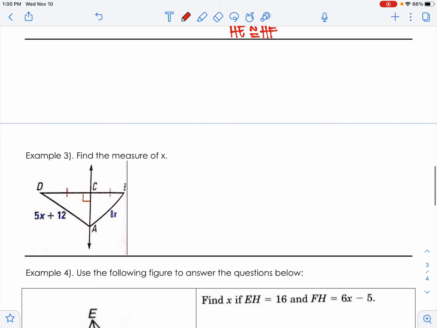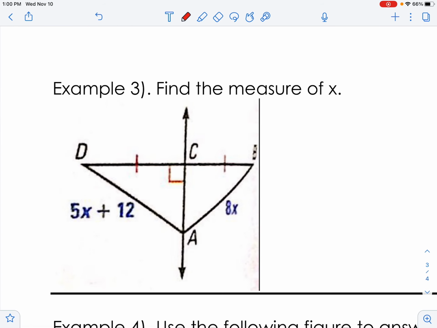All right, so now let's apply that. If you look at example 3, what I have here is AC. If you notice the simple notations, I have a perpendicular mark right here, and these two tick marks right here, which means that C is the midpoint. So what that ultimately means is AC is the perpendicular bisector. And if you have a point on the perpendicular bisector, which A is, that means it's equidistant to the endpoints, which means that the segment AD has to be congruent to the segment AB.